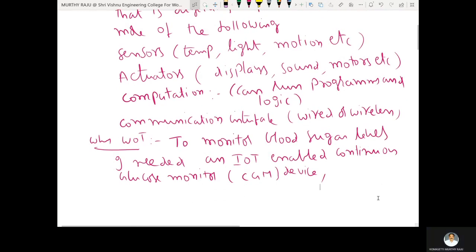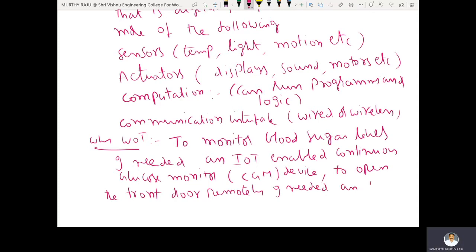In case of opening the front door remotely, I needed an IoT enabled smart door lock. This is another function of the device, the thing.